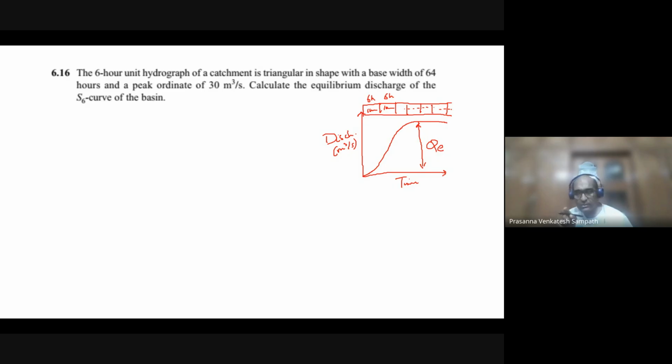And the question is, what is the magnitude QE? What height will it go up? Okay. Anybody has a thought on this? We spoke about this probably 2 lectures back. Anybody remembers?